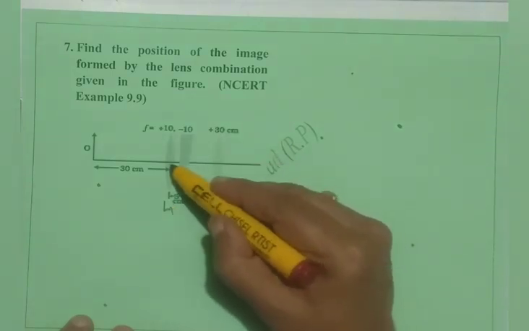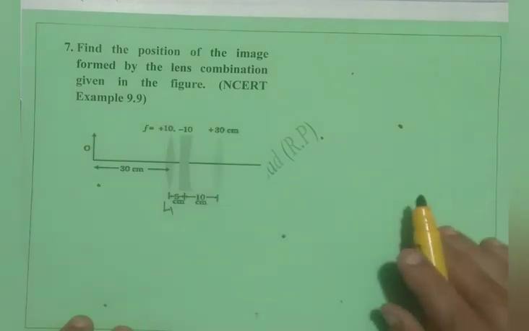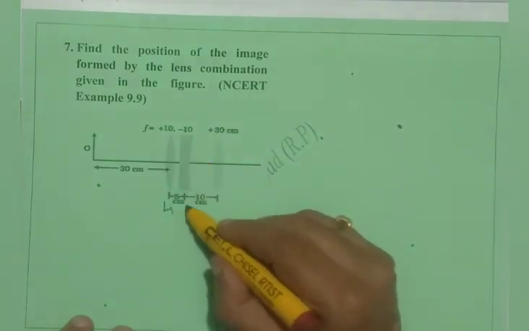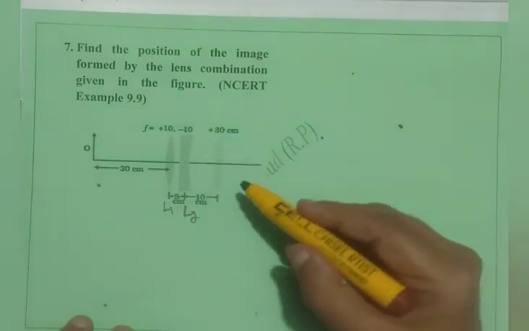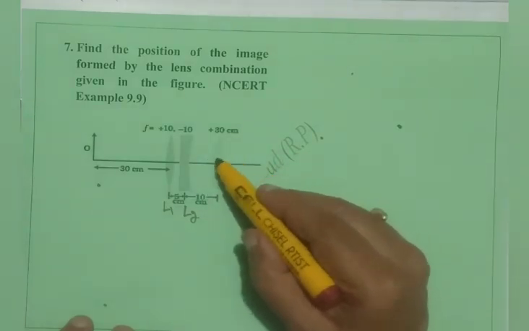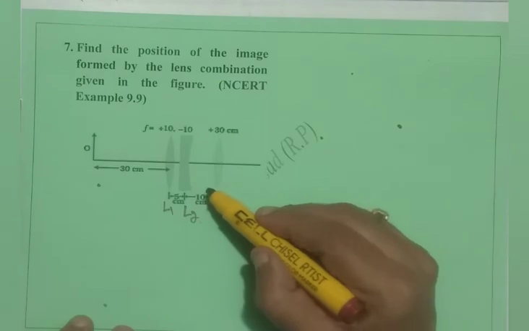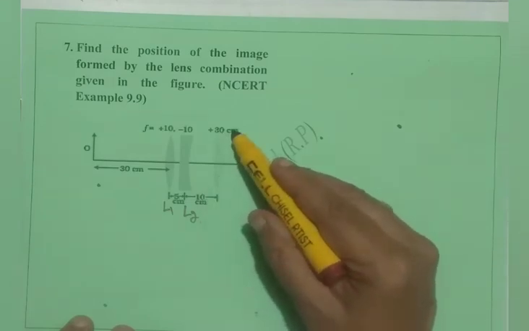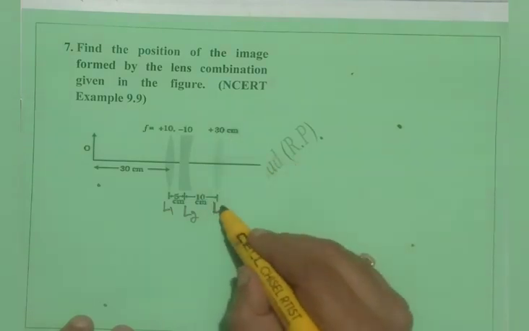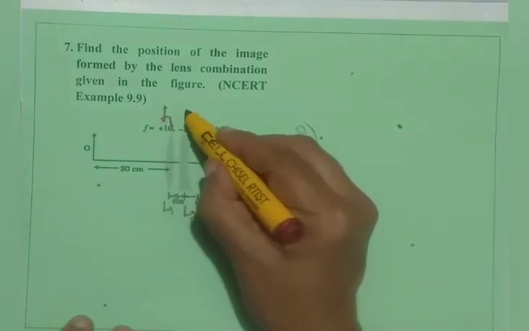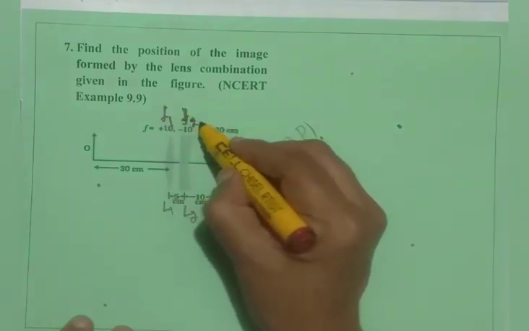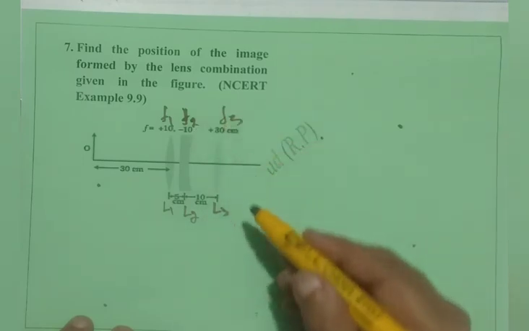And the second lens, which is at a small distance of 5 centimeter from the first lens, I call L2, and its focal length is minus 10. It is a plano-concave lens. And the third lens, which is at a distance of 10 centimeter from the concave lens, has focal length plus 30, and we call it L3. Focal lengths also: for L1 I call it F1, F2 for the second one, F3 for the third one.